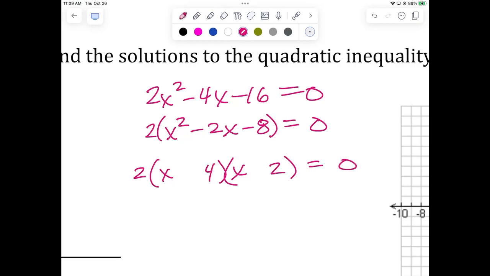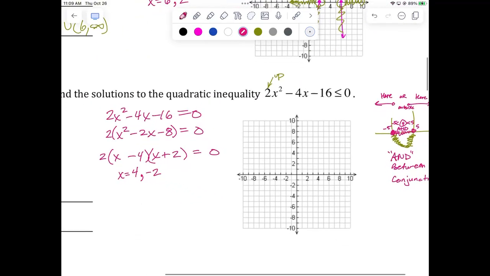4 and 2, and which one's negative? The 4. Very good. So now we can just say the roots are, if x minus 4 is the factor, what's the corresponding root? Positive 4. And if x plus 2 is the factor, what's the corresponding root? -2. Very good.